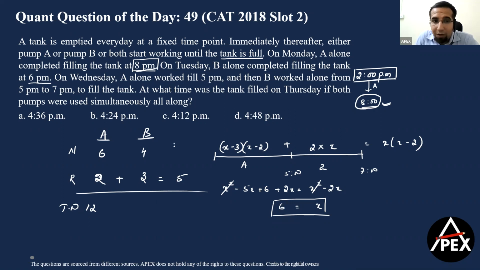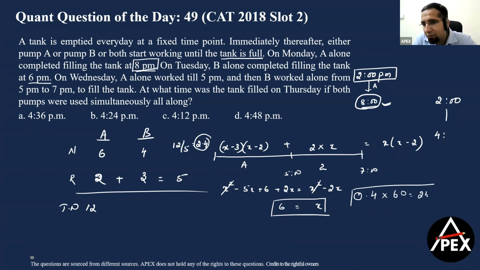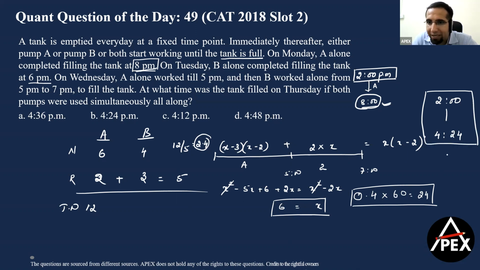If they have to complete 12 units, they will be taking 12 by 5, that is 2.4 hours. Now, it's not asking you how many hours, the question is asking at what time, right? So they are starting at 2 p.m. every day. 2.4 hours. So 2 hours means 4 o'clock. And 0.4 hours. Now, do not commit this mistake. 0.4 hours in terms of minutes will be 0.4 into 60, which will be how many minutes, guys? Which will be 24 minutes. So 4:24 is the time at which the tank is completely filled. And therefore, your answer for this question becomes option B.